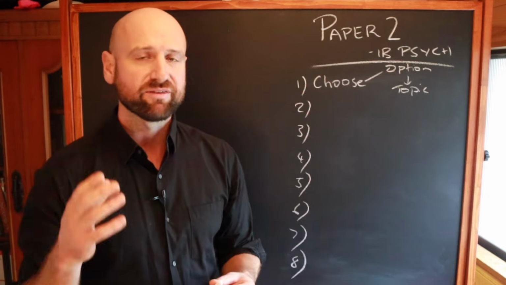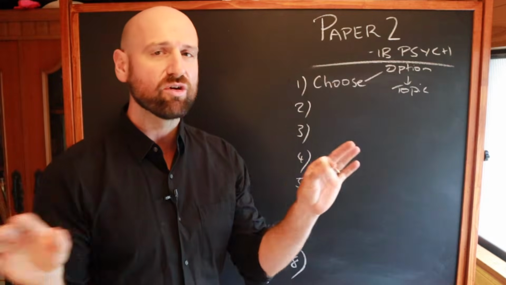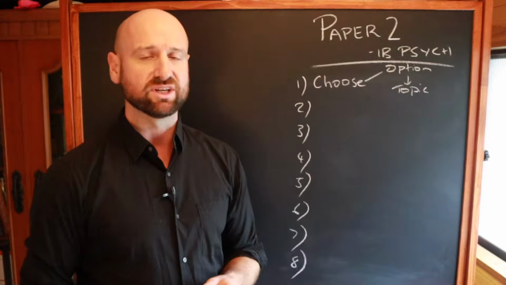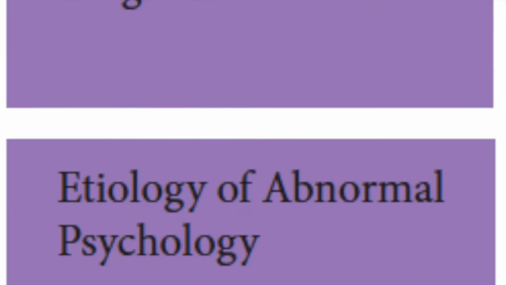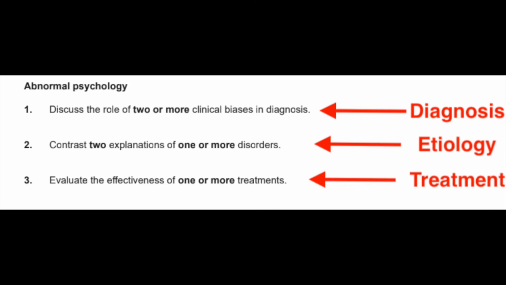Why is that? Well, for each option, 3 topics, there are 3 essay questions in paper 2. There's going to be guaranteed 1 question. This is in the guide, guaranteed, no doubt, 1 question based on each topic. For example, abnormal psychology. You've got diagnosis, disorders, etiologies, treatment. You're going to get 1 question in the exam about diagnosis, 1 about etiology, and 1 about treatment.